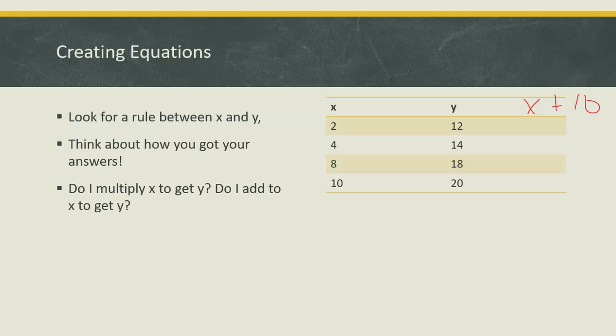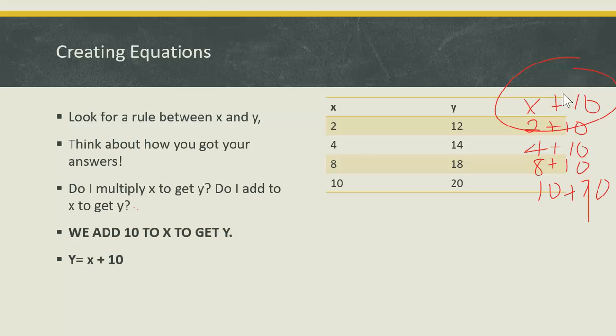Well, let's see. If x was 2, x plus 10, 2 plus 10, yeah, that equals 12. How about 4? 4 plus 10 gave me 14. 8 plus 10 gave me 18. 10 plus 10 is 20. So I'm thinking my rule might be y equals x plus 10.